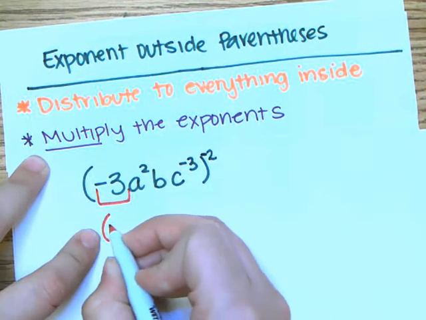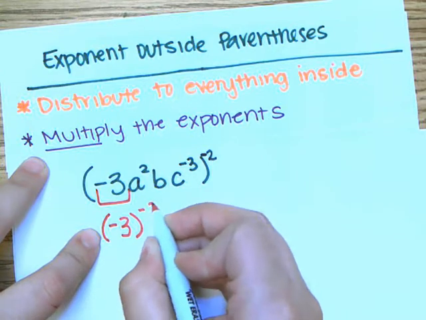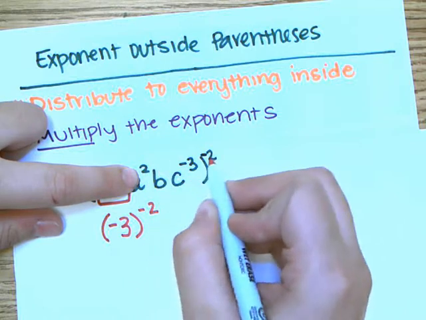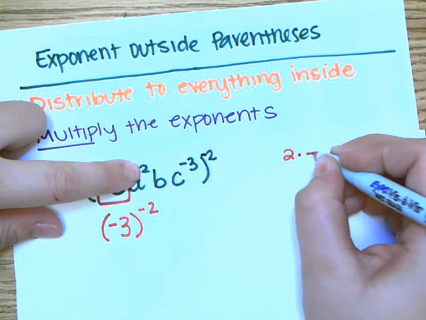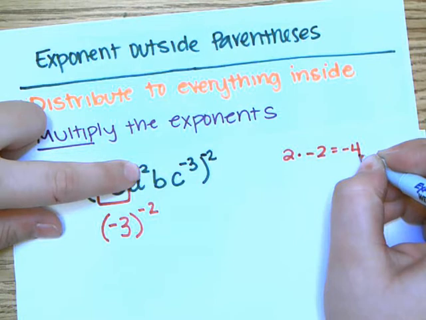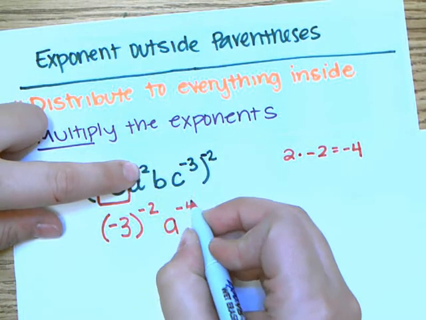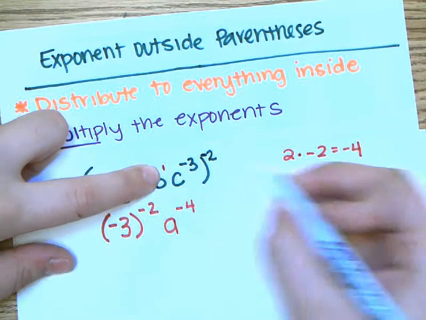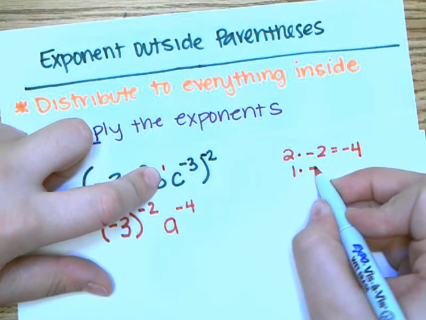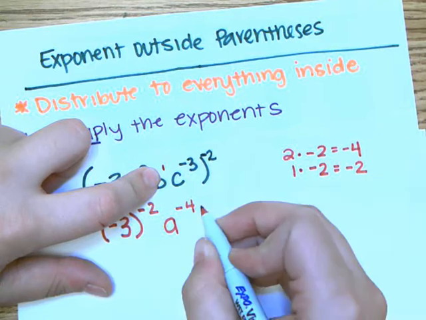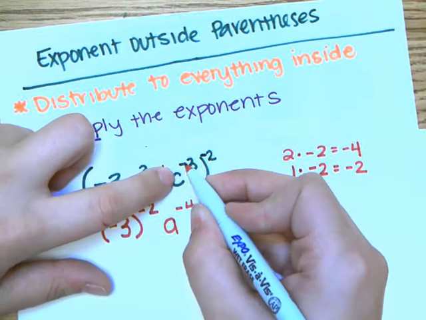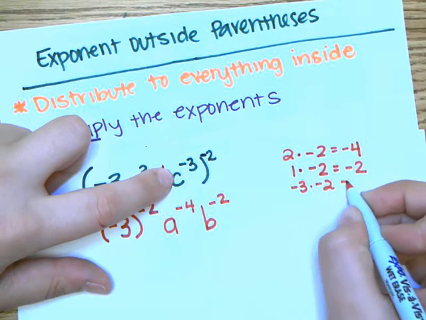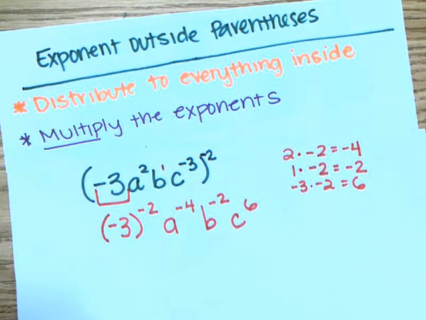So first of all, we have negative 3 to the negative second power. So I'm going to write that out so we can see it. And then we have a, and what we're going to do is multiply the exponents. So that's 2 times negative 2, which is negative 4. And then b, every variable has an exponent, so there's a 1 right there. So 1 times negative 2 is -2. And then -3 times -2 is 6.